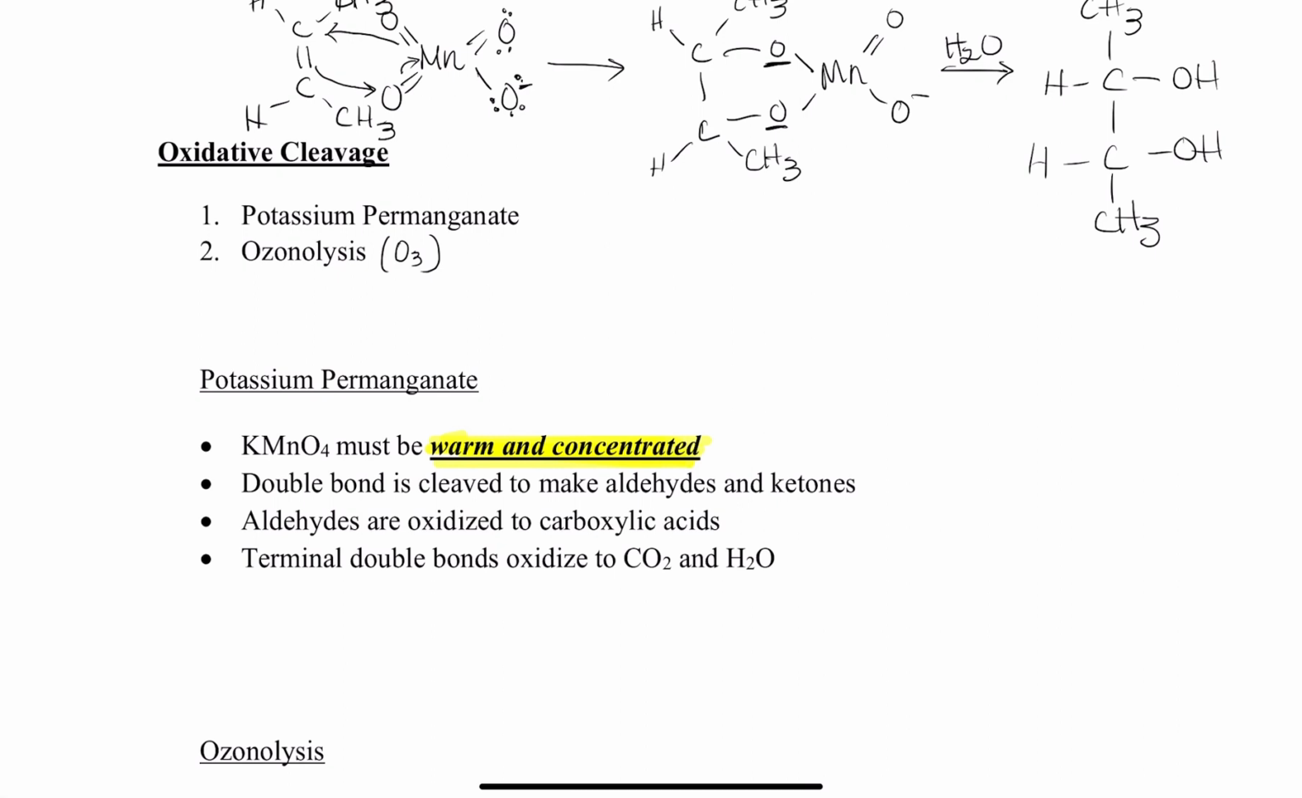Whenever we are creating glycols, syn dihydroxylation, our potassium permanganate is cold and dilute. Make sure you know the difference between the two and the conditions of your potassium permanganate for each reaction. So again, oxidative cleavage, we're going to cleave our double bonds to make aldehydes and ketones. With potassium permanganate, our aldehydes are going to further oxidize to carboxylic acids, and then terminal double bonds will oxidize to carbon dioxide and water.